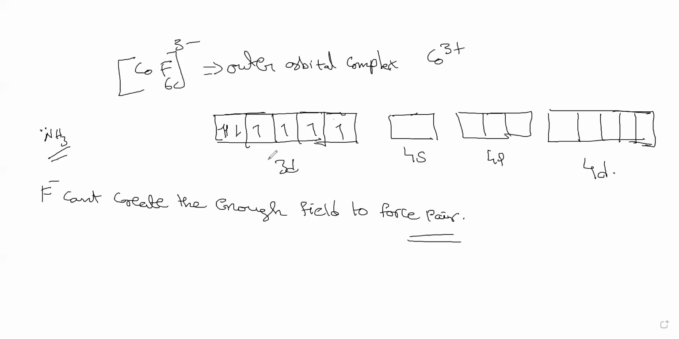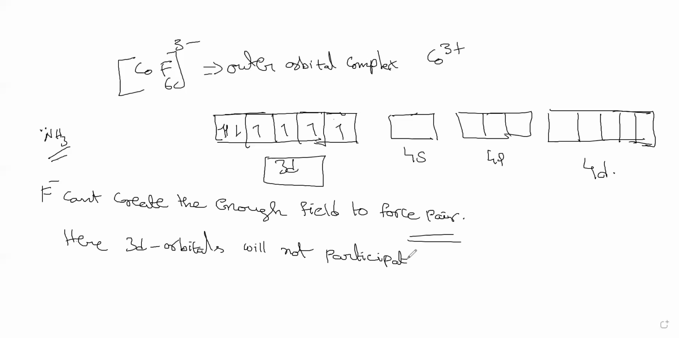So the 3d electrons will stay as they are. Here the 3d orbitals will not participate in hybridization. That's the most important thing. The 3d orbitals will not participate in hybridization at all, because the F minus ion cannot create enough field to force pair the electrons.